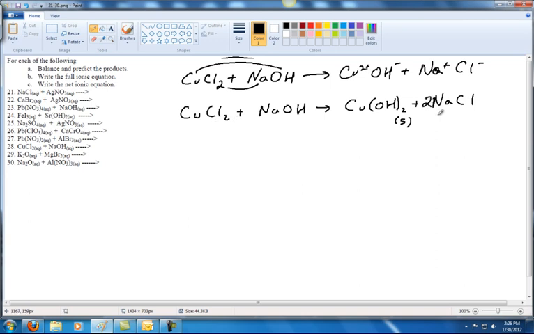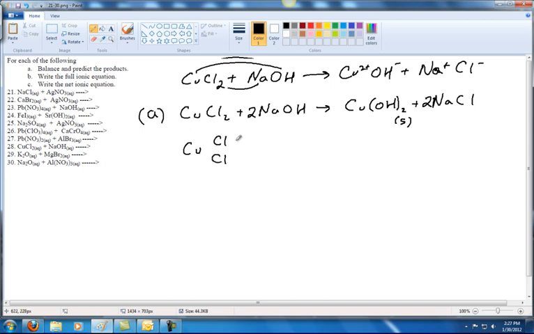We balance this up, we've got 1 copper, 1 copper, we've got 2 Cl's here and only 1 here, so I put a 2 in front of here, that one's balanced. Now we've got 2 Na's, we need 2 Na's over here, that makes us 2 Na's, and then 2 OH's, and that balances here as well. So everything's okay with that. So that's part A.